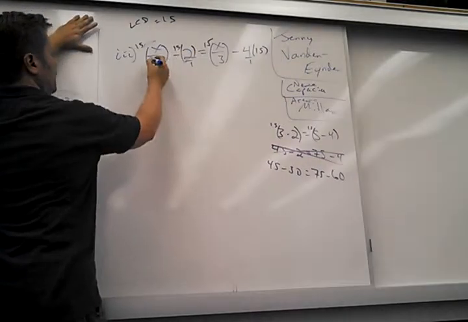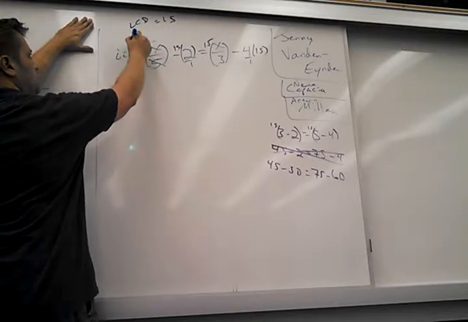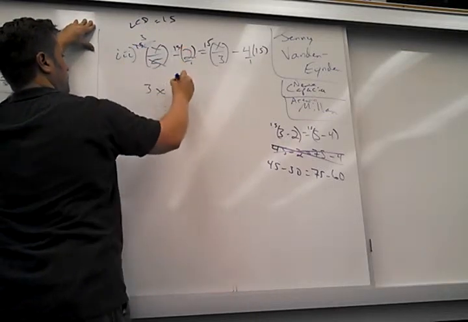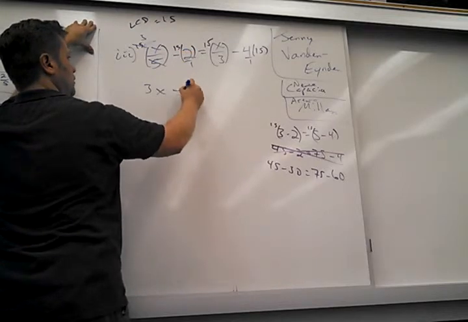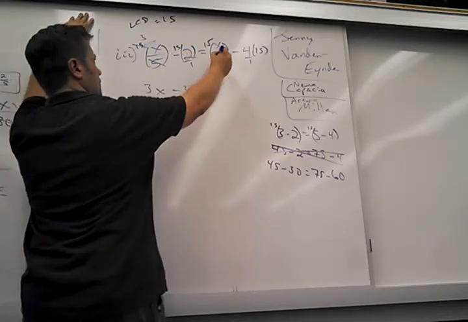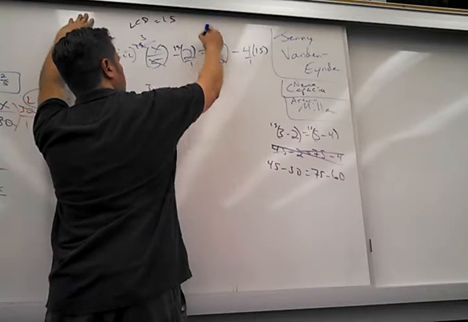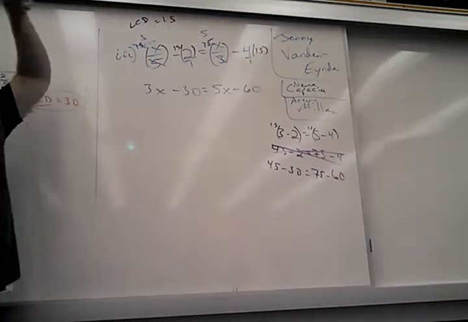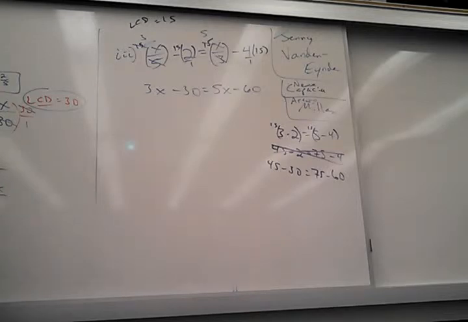So what happens here? 3. Good. 5 goes into 15 3 times, so I get 3x. 15 times 2 is 30. 3, 5. 5x. Good. 3 goes into 15 5 times, so 5x. 60. 30. 15 times 2 is 30.